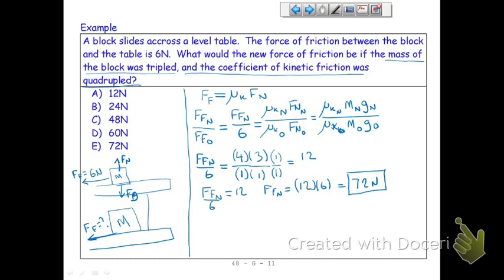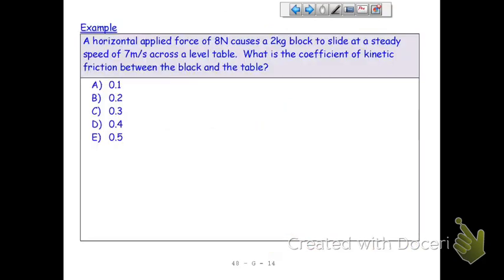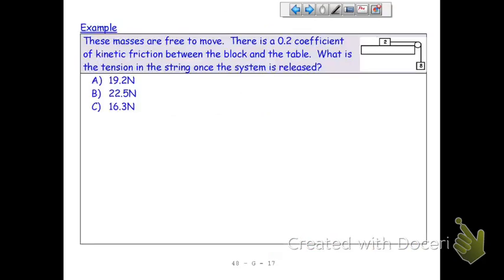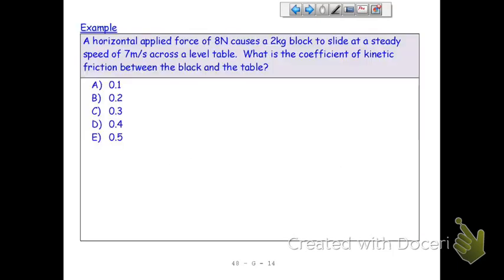It's interesting. It's a ratio thing. Oh, sorry, we'd already done that before. So, I'm sorry. Statics with friction. Let's do some statics with friction.